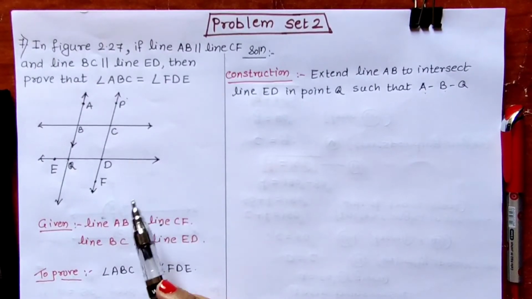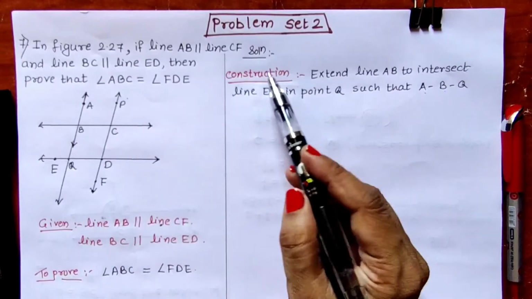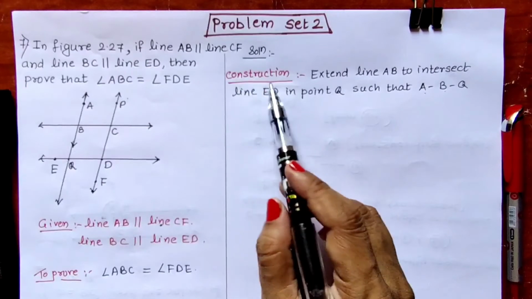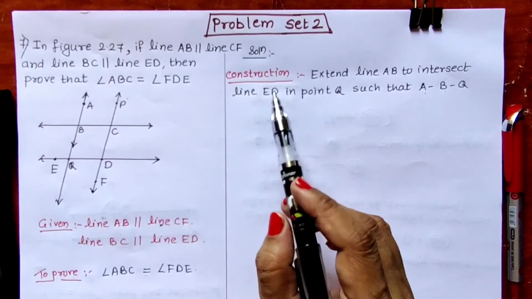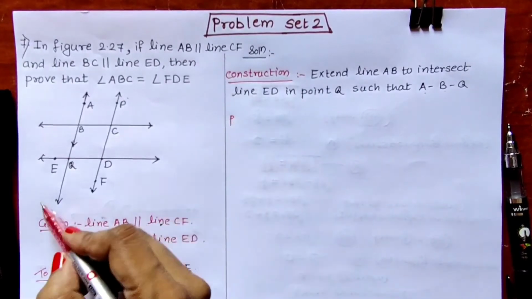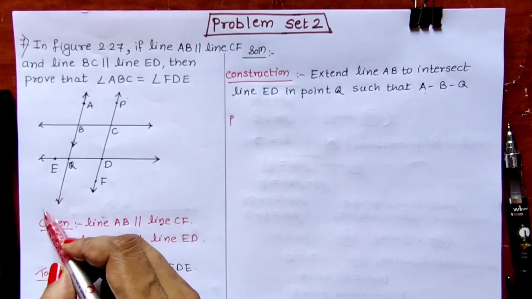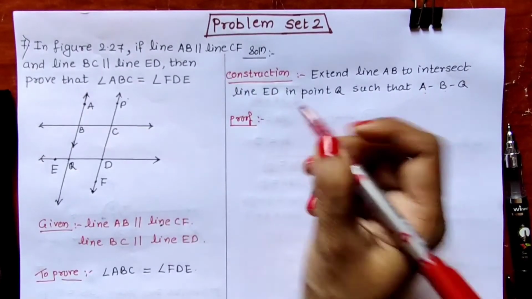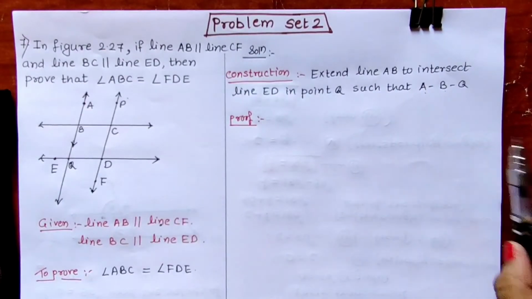Now let us solve the sum. In the solution we start with the construction, and then let us write the proof. Here also you can start the solution. You can write the solution from here. I will be writing the proof now. Let us see what to write in the proof. How to start the proof.